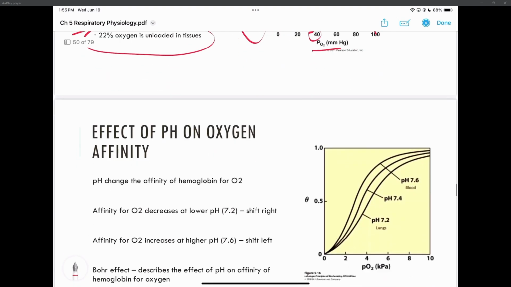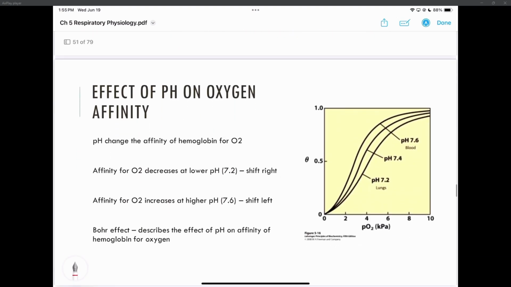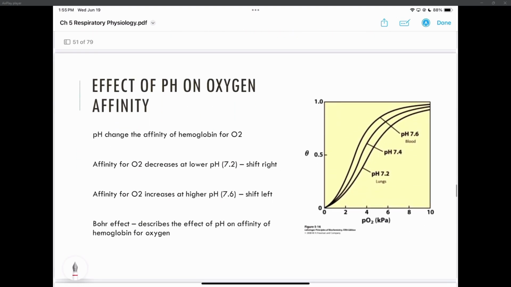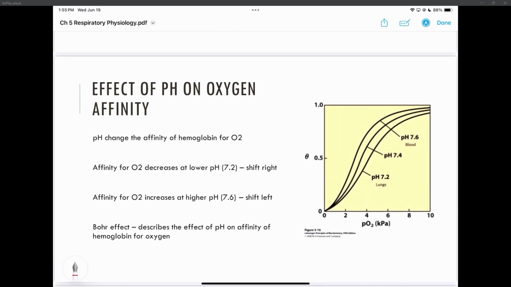So what happens with different types of problems? So pH on oxygen affinity. What is affinity? What does that mean? Binding. If I have a high affinity for something, I like it, I want to be close to it. That's affinity. So pH will change the affinity of hemoglobin for oxygen. If the affinity for O2 decreases, less binding to it, with a low pH, it shifts to the right, down and to the right.